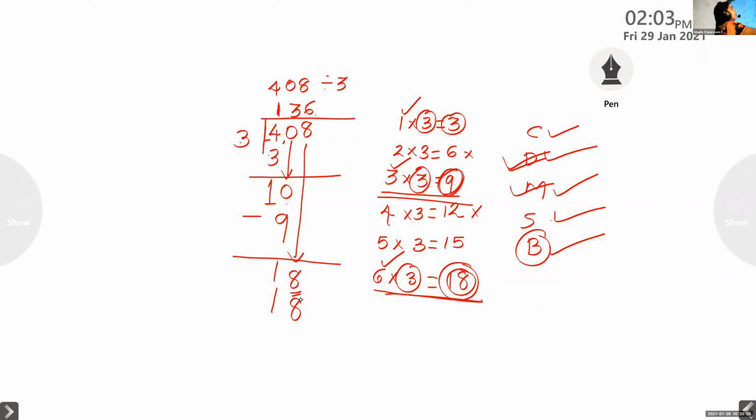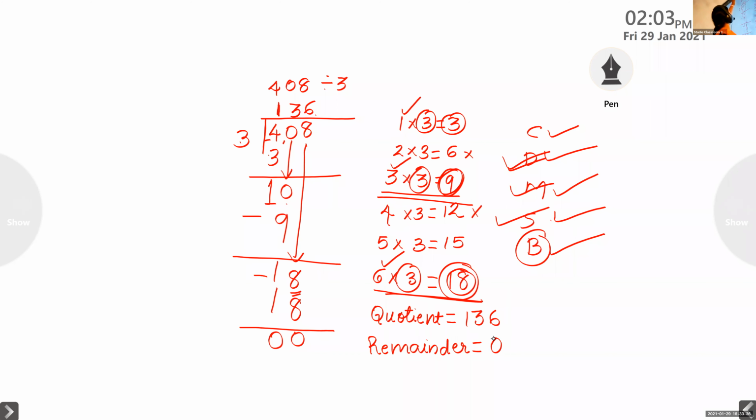What is the next step? Subtract. 18 minus 18 is 0. Is any more digit there to bring down? No. We can stop the division. What is the quotient? 136. What is the remainder? 0. So quotient is equal to 136. Remainder is equal to 0.